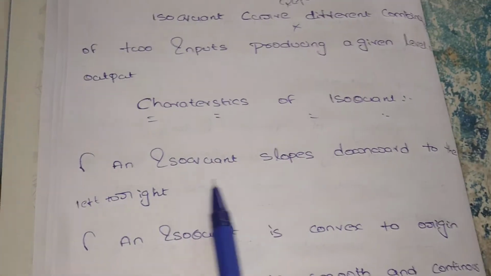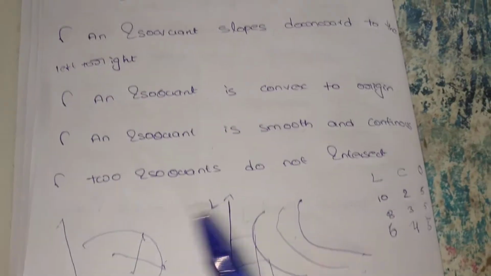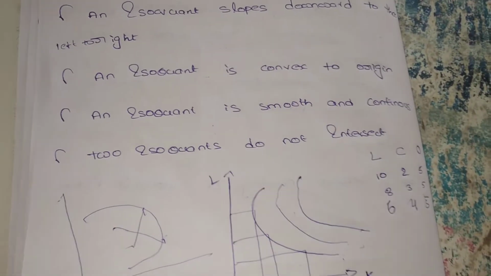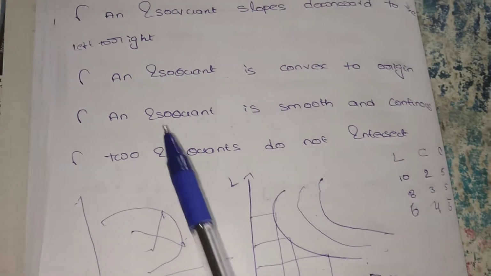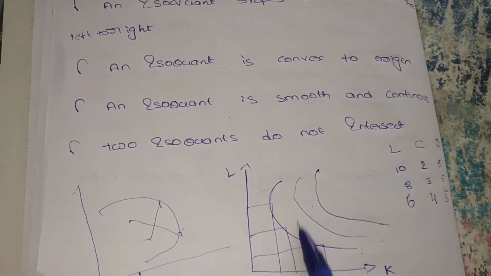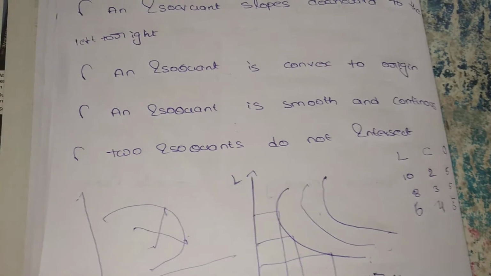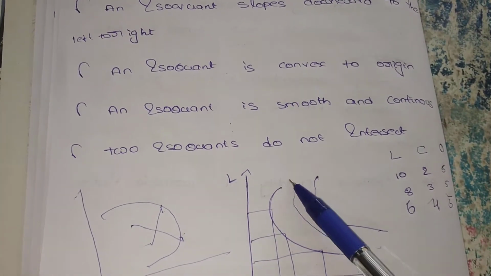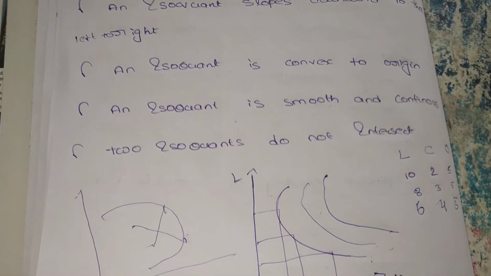Let's see here. An isoquant slopes downwards from left to right. And an isoquant is convex to the origin. Concave means like that. And an isoquant is smooth and continuous. Two isoquants do not intersect. Like we are taking another two different inputs, so they are like that, but they do not intersect each other. They are the characteristics of the isoquants.